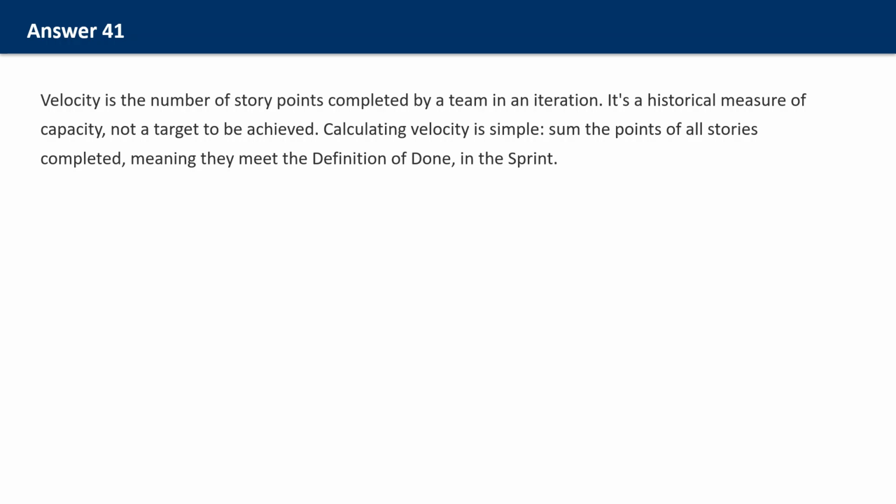Velocity is used for forecasting. If the team averages 20 points per sprint and the remaining backlog contains 100 points, we can estimate 5 sprints remaining. This is not a precise prediction, but a reasonable forecast based on historical data.